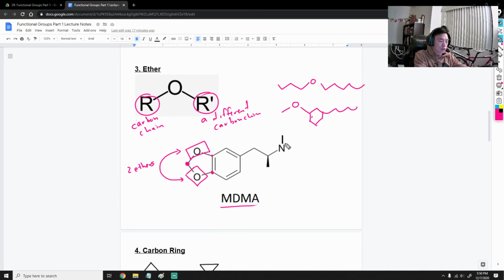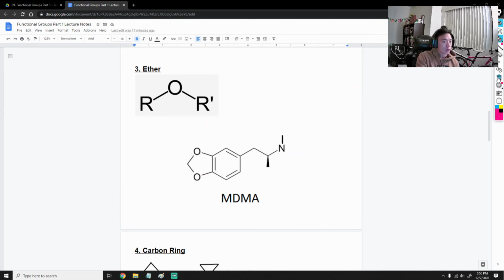Okay, and you're going to notice on the other side right here, there's an N connected to two different carbon chains. So there's also going to be an amine inside ecstasy as well. So MDMA is going to have two ethers and one amine. So again, this would be an example of a chemical that has more than one functional group.